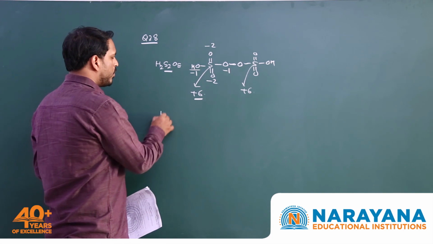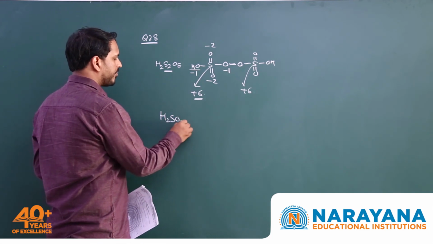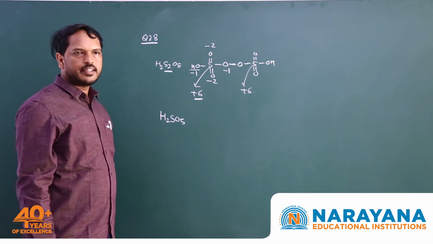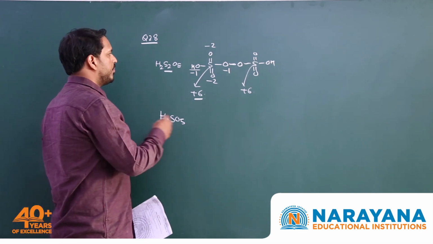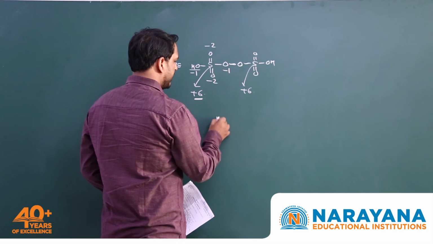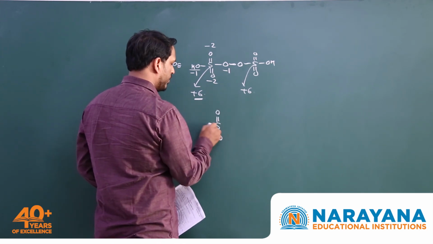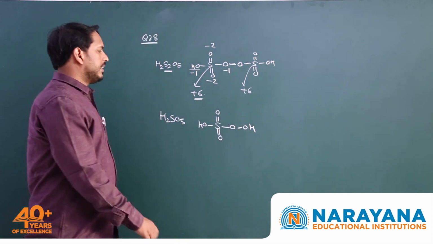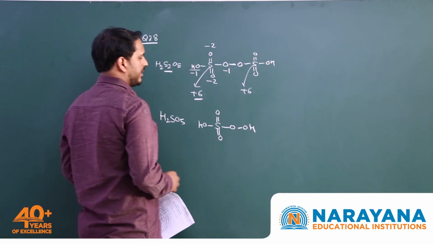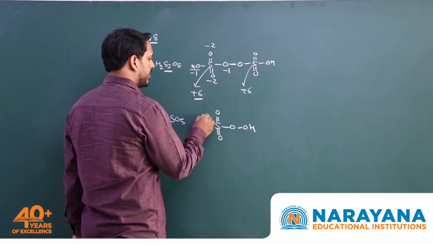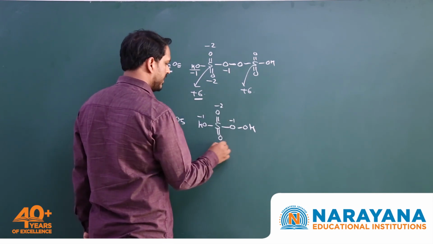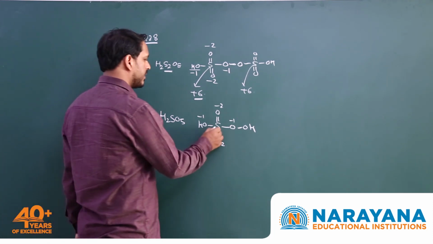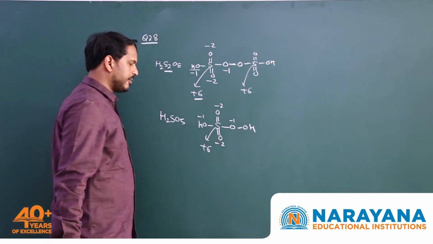Similarly, the other compound is H2SO5. What is the name? It is also called peroxomonosulfuric acid. S double bond O, double bond O, OH, O, OH. Again, if we assign the charges, this is -1, -1, -2, -2. The net charge around sulfur is -6. Hence, it should be +6.